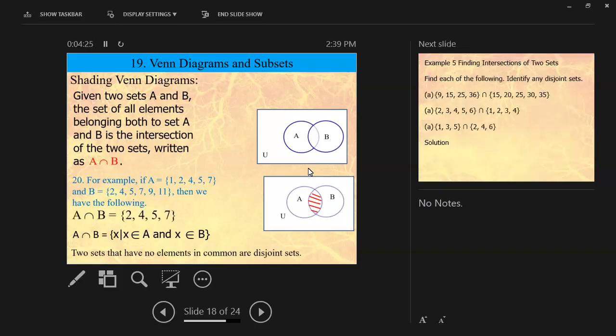So the intersection of A and B is 2, 4, 5, and 7. 1 is not, because 1's not in both. 9 is not, because 9's not in both. 11 is not. Okay, so it's symbolized by the shading of the region that is common to both, in the Venn diagram.